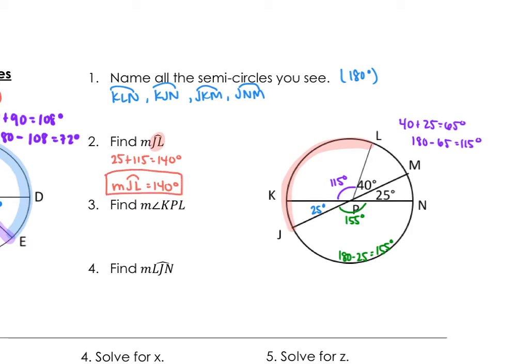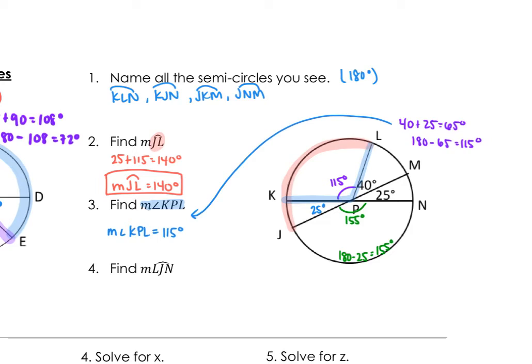Okay, now we're going to look for angle KPL. So KPL is this angle right here. And we actually already did the math for this one. There's the math for it. Okay, KPL was just that piece which is part of the semicircle, so we just did 40 plus 25 and subtracted that from 180. So the measure of angle KPL is 115.